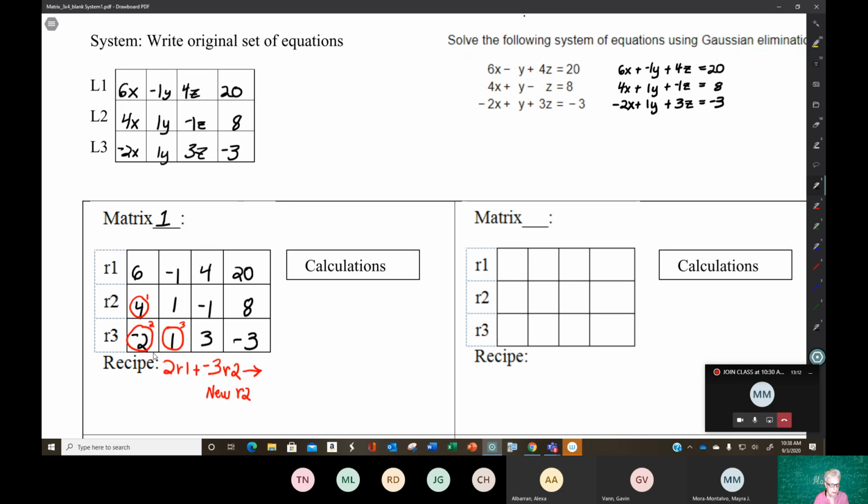Okay, so I'm going to take 2 times row 1. 2 times each number in row 1 is going to be 12, -2, 8, and 40.